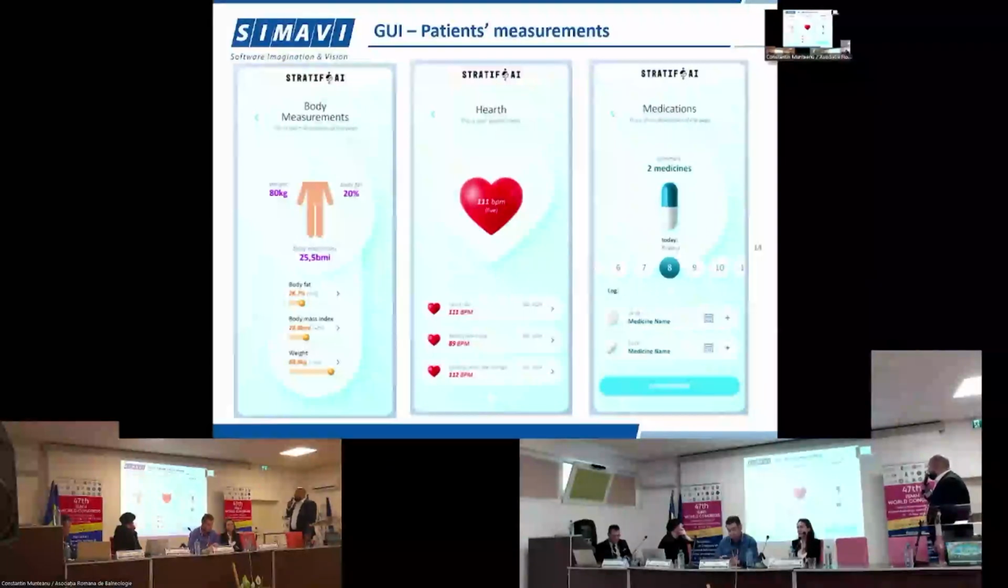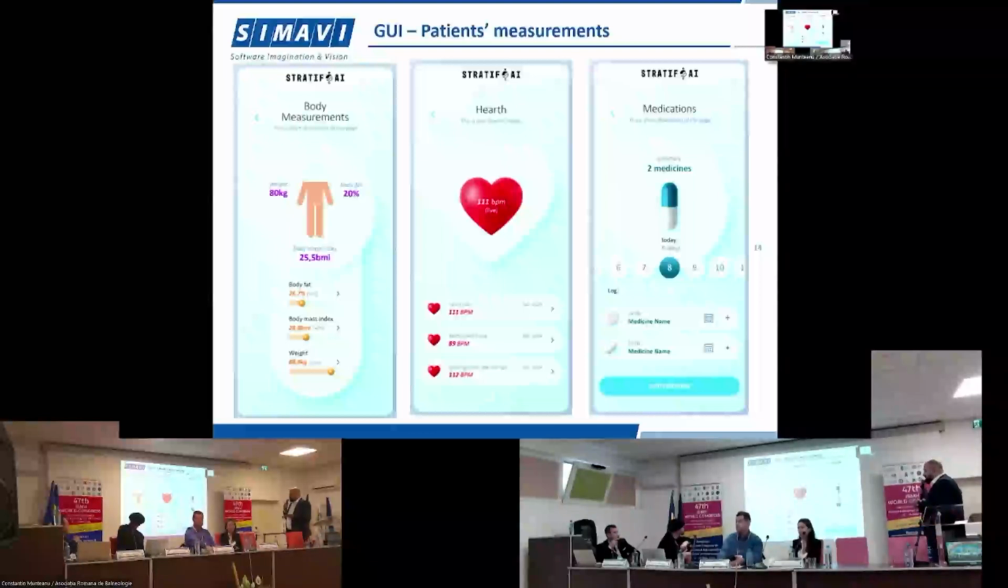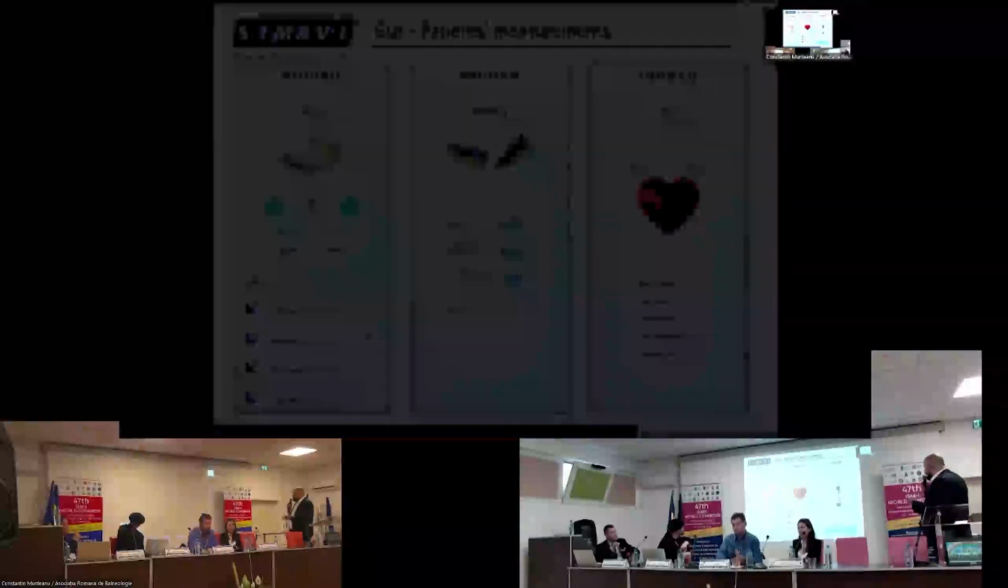Now, basically the interface is now in a slightly higher resolution. So as I was saying, the body measurements, the health part, where you have your BPM, for example, resting heart rate, walking heart rate average, the medications, you have like a calendar for the days, the medication name that you can add. So basically, we focus on helping and simplifying all this process.